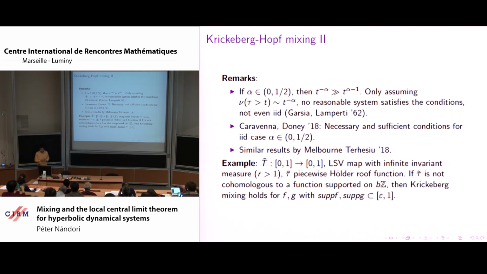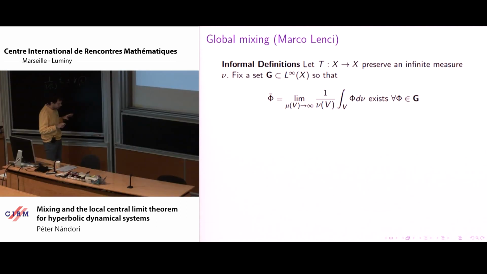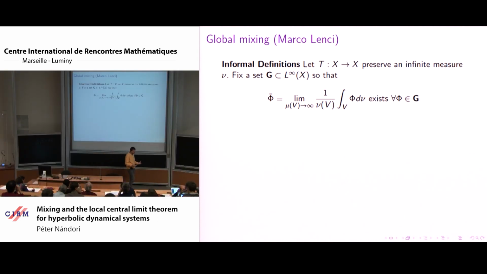That's basically all the examples that we have, or well, you could do other Gibbs Markov or certain Markov properties. In fact, I also want to discuss some other versions of mixing, some other definitions of mixing. In the case of infinite measure-preserving systems, nothing is easy. Maybe ergodicity is easy, but nothing else is easy, not even the definitions. I showed you this Krickeberg mixing, but that's not the only definition that you could consider. In fact, there are some definitions by Marco Lenci, which I think are quite interesting.